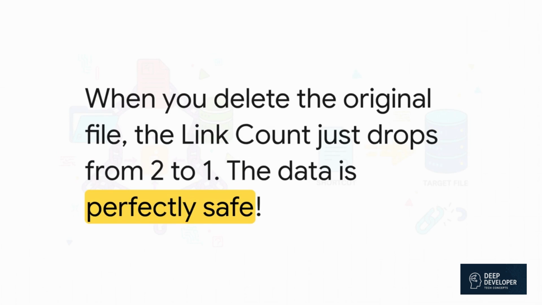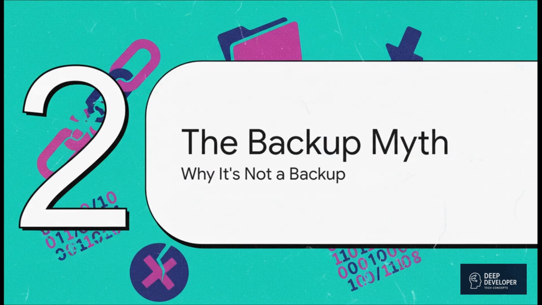Aha! And this is where that whole backup idea comes from, right? Because if you delete the original file, say you run rm file.txt, all that happens is the link count drops from 2 down to 1. The data itself, it's completely safe. It doesn't get touched because hardlink.txt is still pointing to it. So yeah, it totally protects you from an accidental rm command. That's pretty cool. But is that the same thing as a backup? Not even close. And now we're going to see why that myth gets busted.